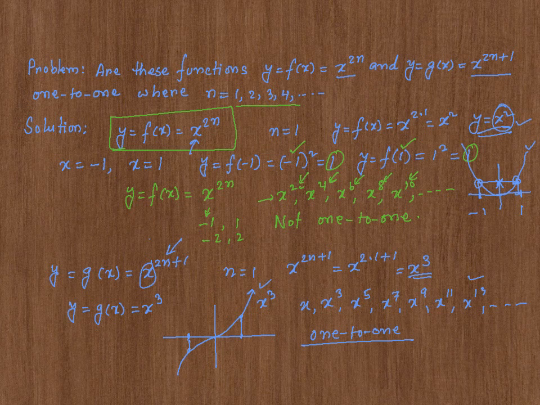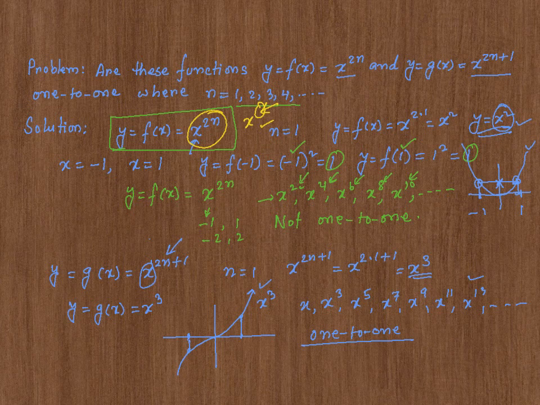Now let me summarize what I just talked about. If you have a function of this structure, x to the power 2n, meaning x has an even exponent, then the function is not one-to-one, because two different values that are opposite to each other are going to give you the same y value. That's why 1 and negative 1, negative 5 and positive 5, 10 and negative 10, all of them, the positive and the negative ones, are going to give you the same y value. So that's why this function is not one-to-one.